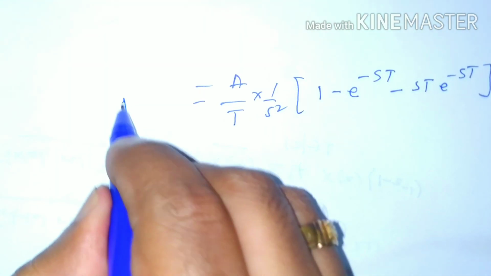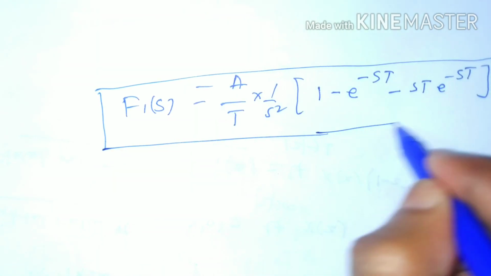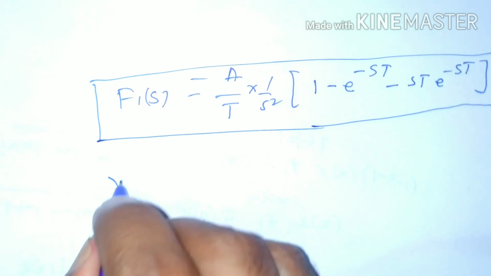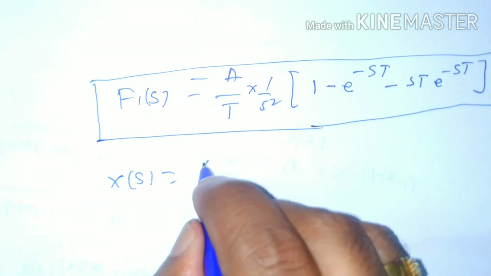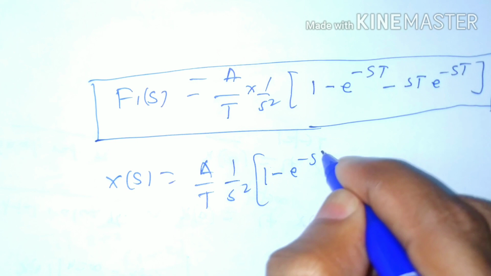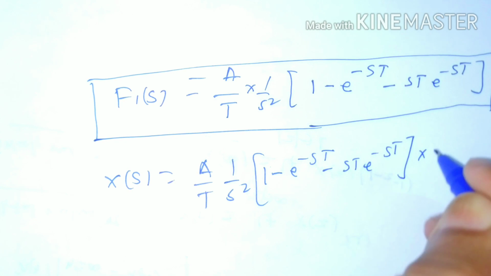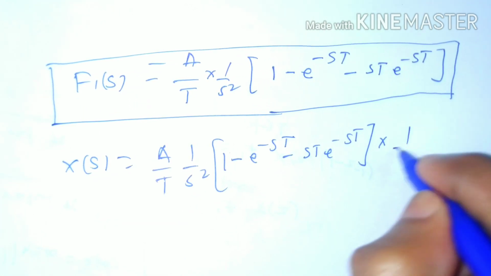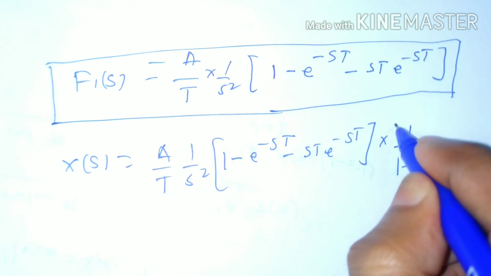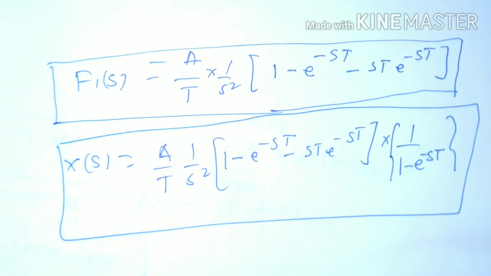This one is the Laplace transform of one cycle of a periodic signal. So the Laplace transform of the entire periodic signal X(s) will be A by T times 1 by s square times 1 minus e to the power minus sT minus sT e to the power minus sT, and this can be multiplied by 1 by 1 minus e to the power minus sT. This is the Laplace transform.